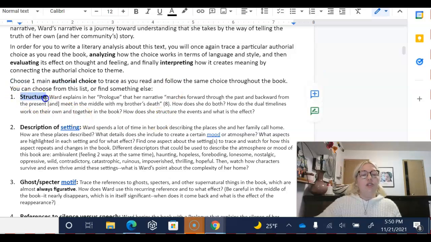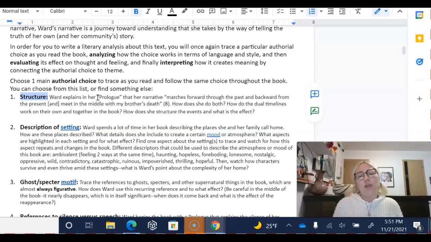The first thing is structure. I think this is such a great thing to trace in this book. I hope you will take me up on tracing this one, someone. It's a good one. She explains why she structures the book the way she structures it in the prologue. And so we have the words of the author herself to use to explain how this authorial choice works. And so I think that would be a great one.